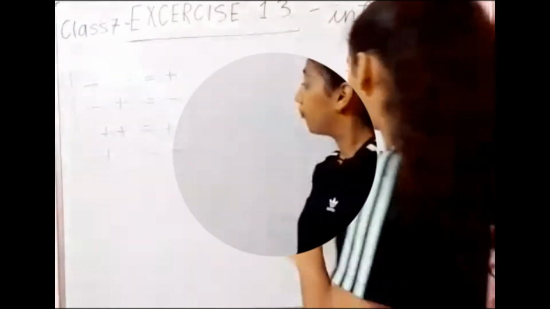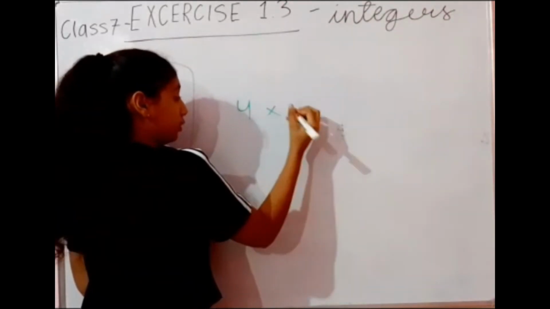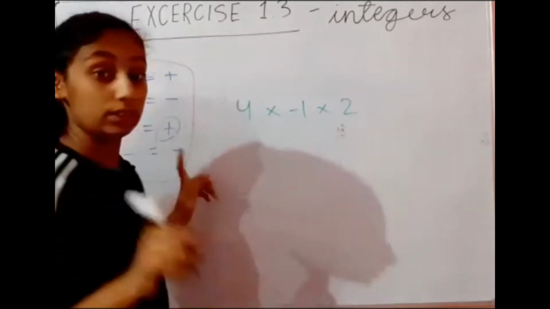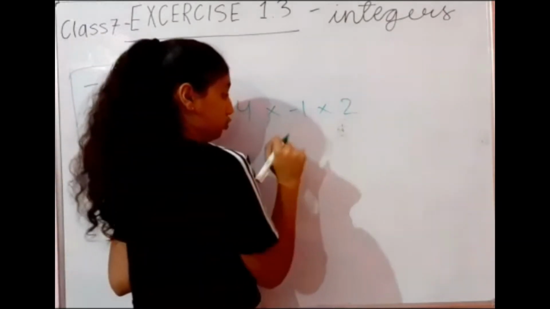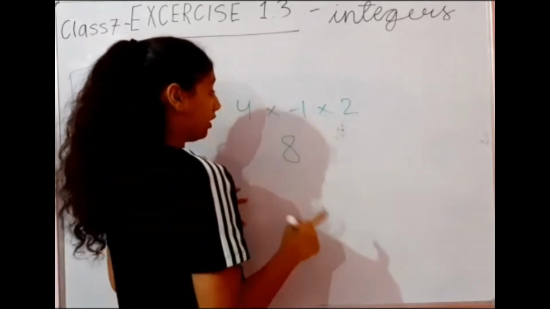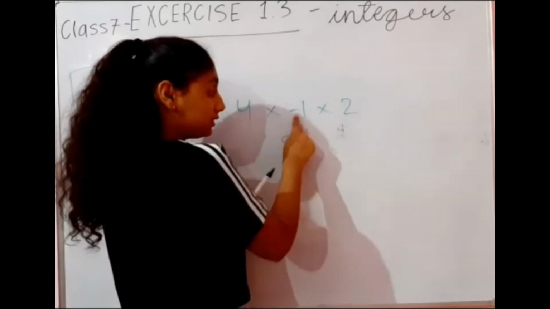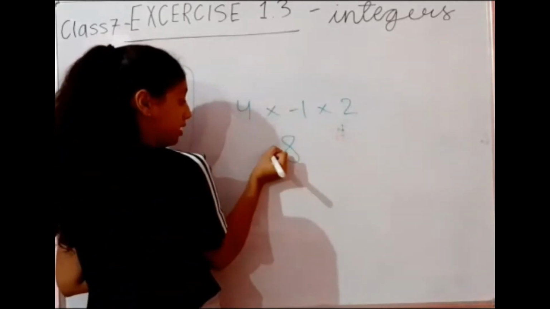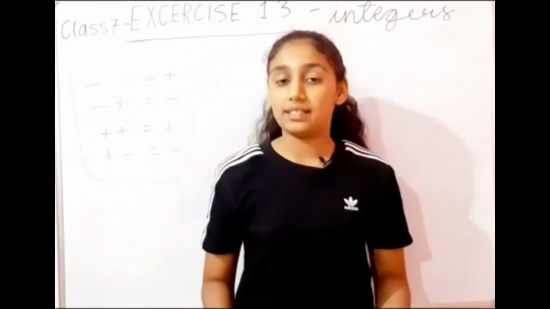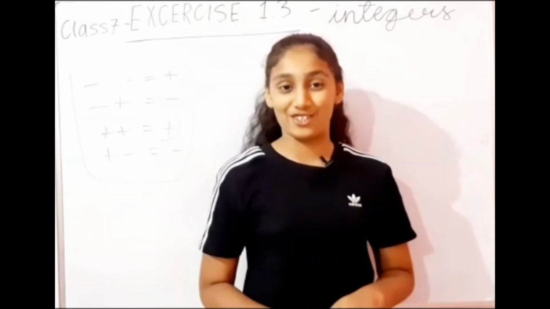So, let's do one more example. Let's take 4 into minus 1 into 2. Now, 4 into 1 into 2. 4 1s are 4, 4 2s are 8. Now, plus plus plus, plus minus minus. Answer comes as minus 8.